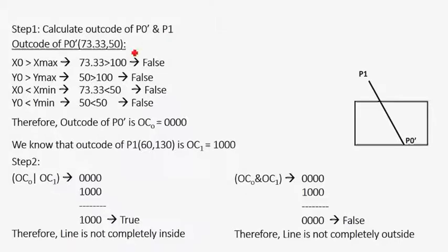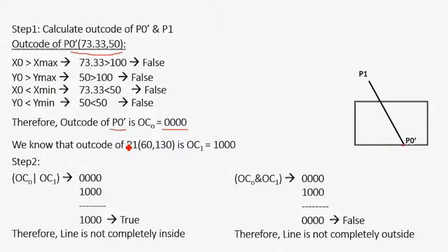If I calculate the outcode of P naught dash, I would get everything as false, meaning it's inside the clipping window. That's why I assign the inside region's outcode, that is 0000. Since the outcode of P naught dash is 0000, we figure out that it is completely inside. What is completely inside? Only P naught dash is.